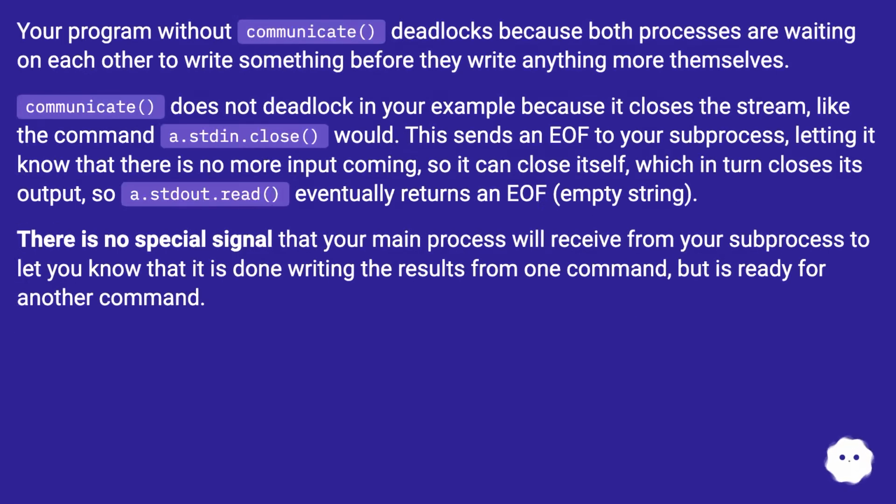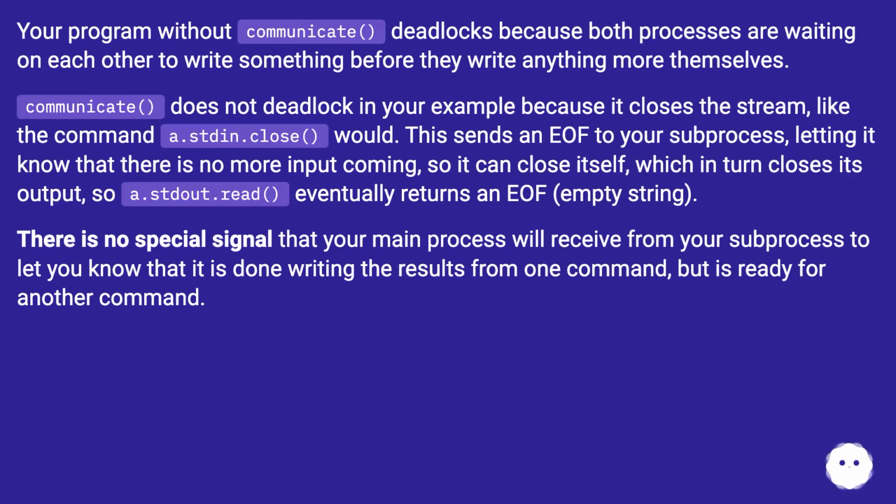Your program without communicate deadlocks because both processes are waiting on each other to write something before they write anything more themselves. Communicate does not deadlock in your example because it closes the stream, like the command a.stdin.close would. This sends an EOF to your subprocess, letting it know that there is no more input coming, so it can close itself, which in turn closes its output, so a.stdout.read eventually returns an empty string.